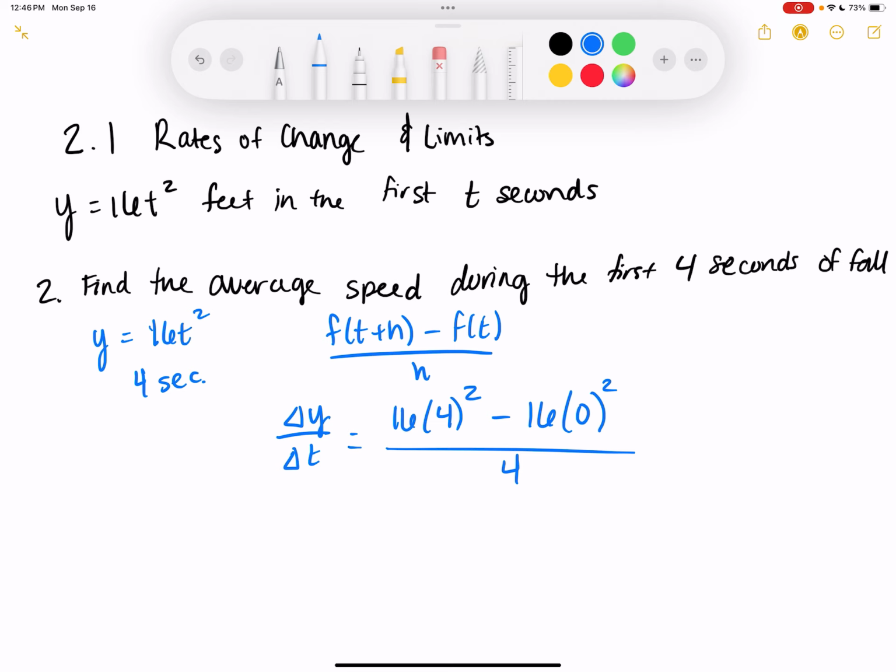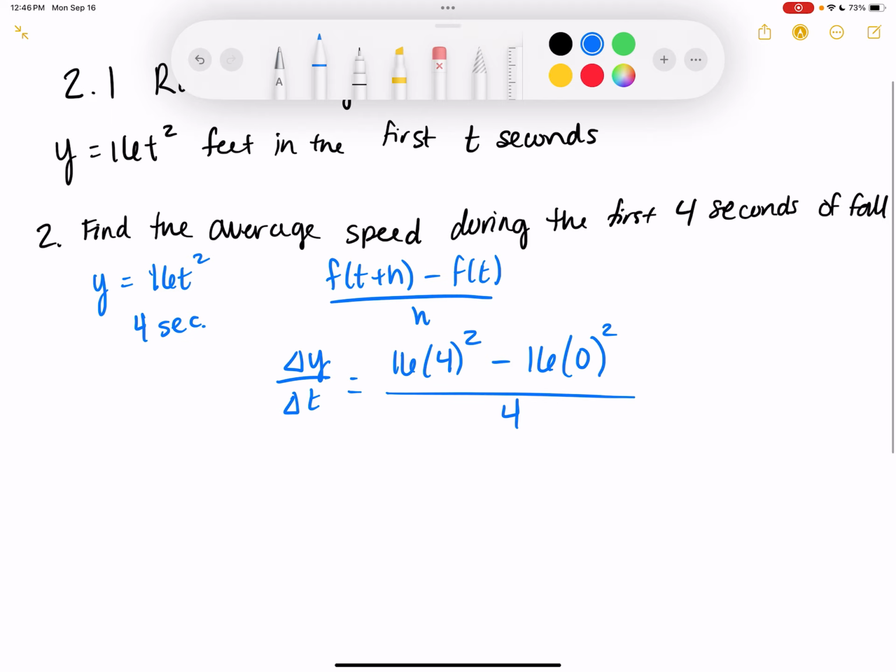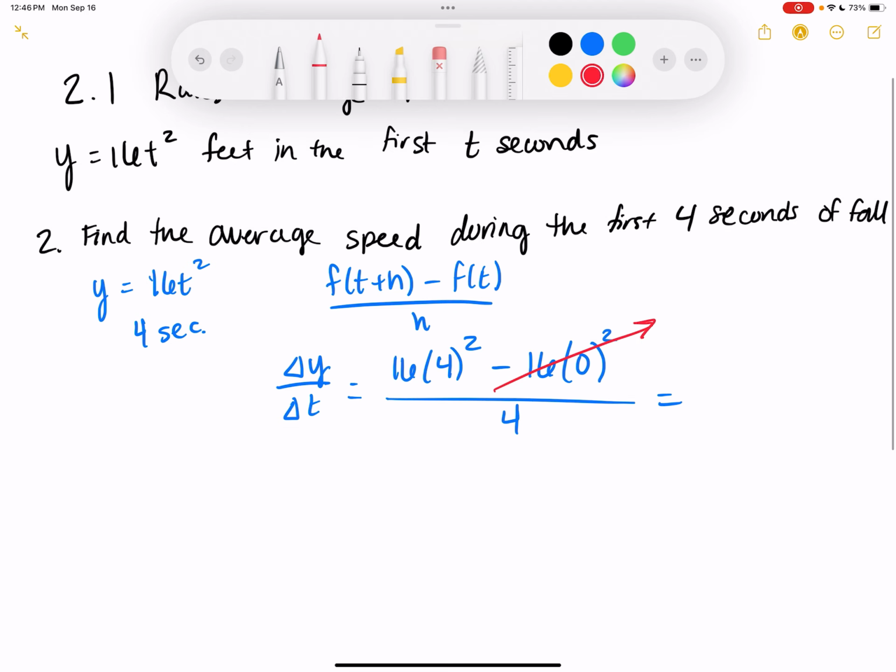So then, what does that end up giving us? 16 times 16 divided by 4. Wait, I got this. 16. No. Wait. 16 times 16 divided by 4. 64. See, I got the 256 part, and I just didn't get the rest.